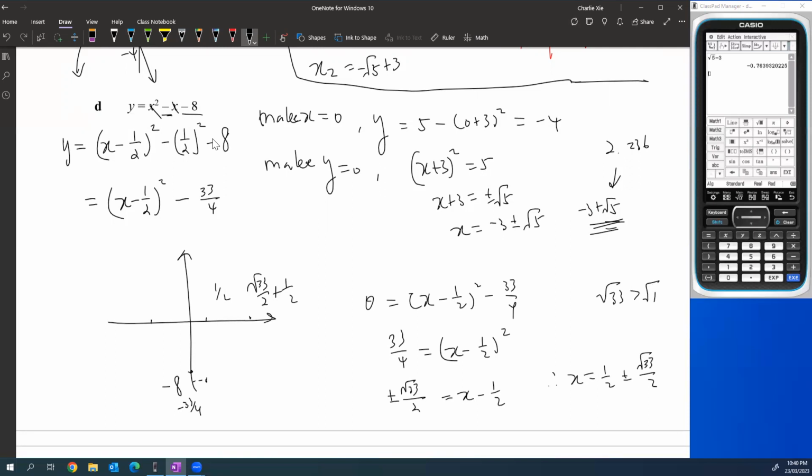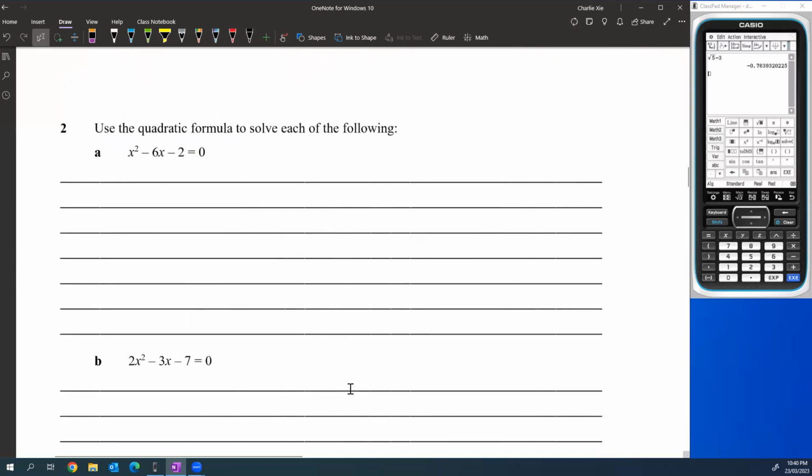All right, using a smooth curve, connect all the key features. 1/2 take away square root of 33 over 2. Okay, so that was question 1. Let's move on to question 2.